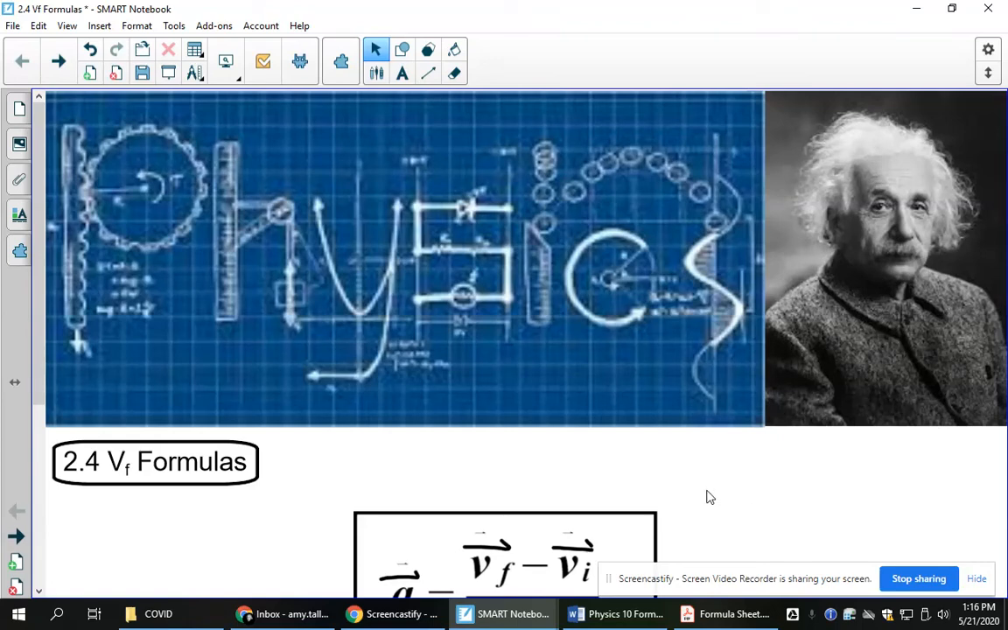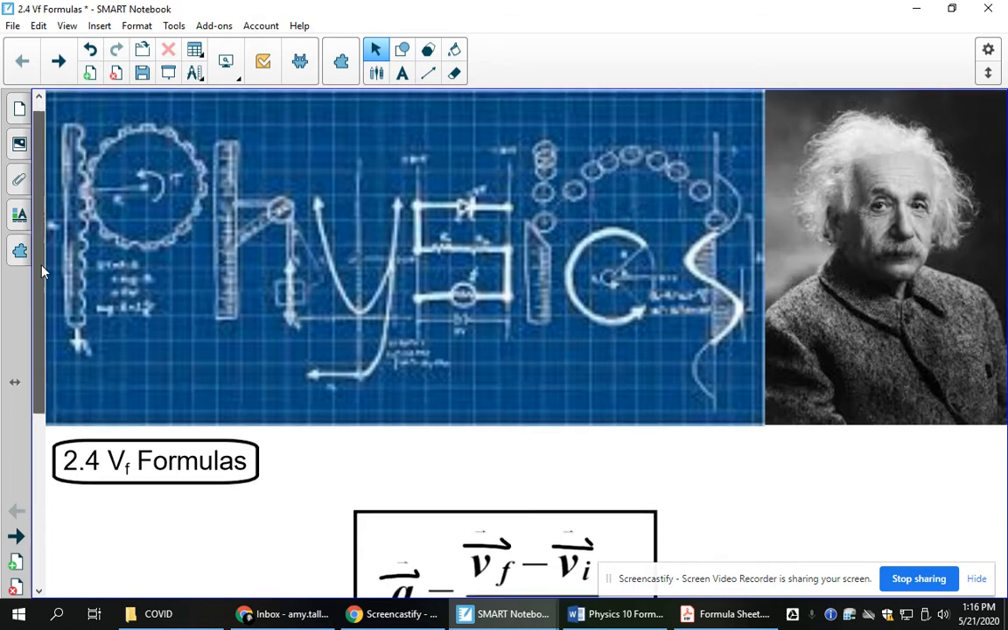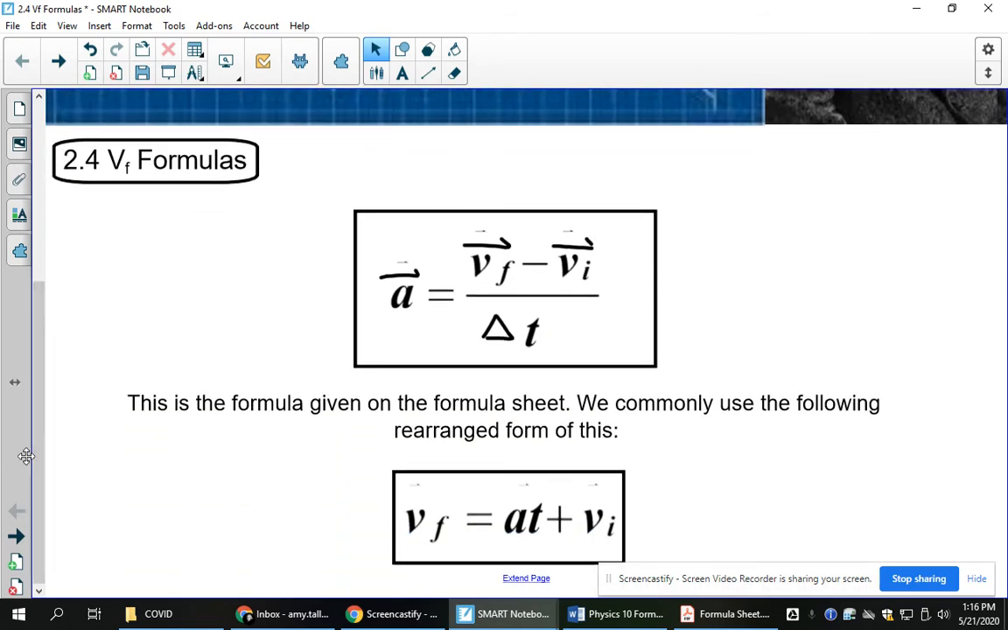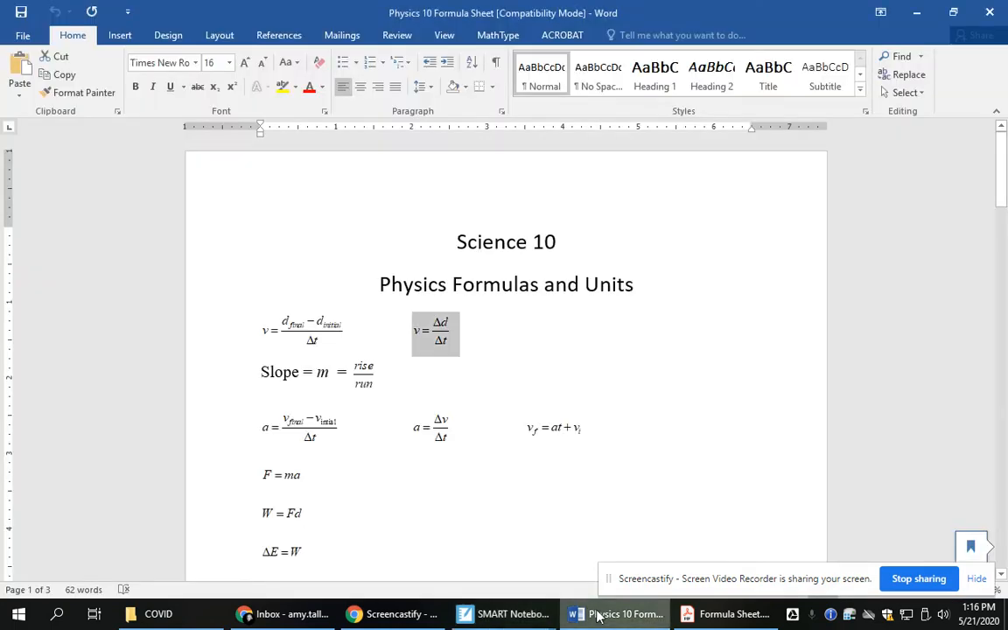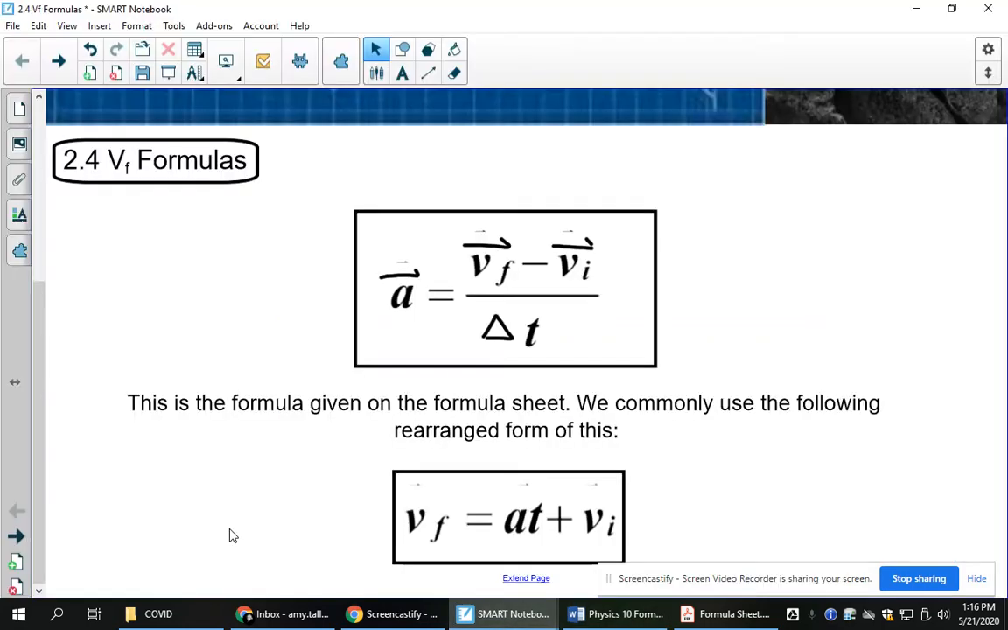Hi guys, this lesson is on 2.4 called the final velocity formulas. So here's a snippet from your formula sheet. We have a formula for acceleration and a formula for final velocity. First thing I want to do is point out on the formula sheet that you should have a copy of the formula for acceleration here and for final velocity here. That's what we're using for this lesson.